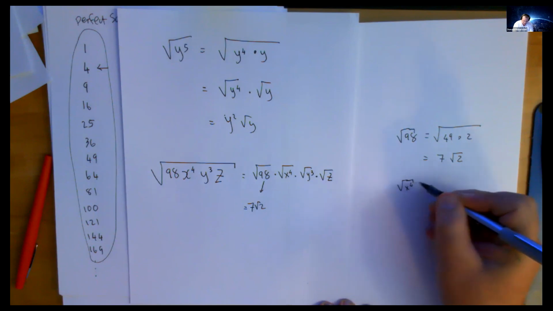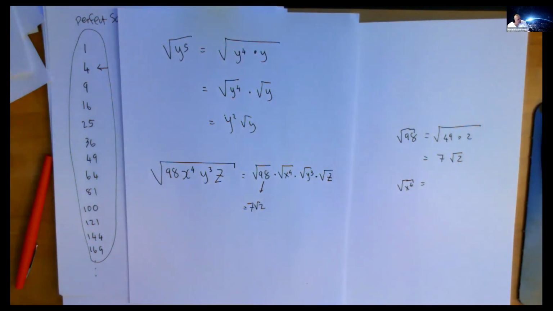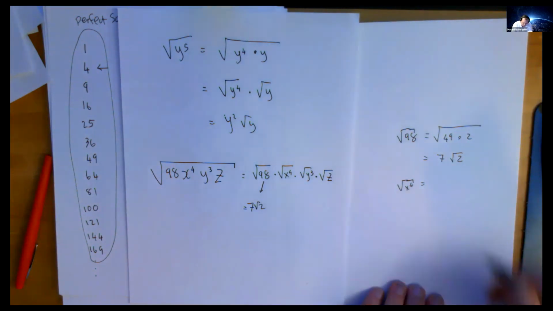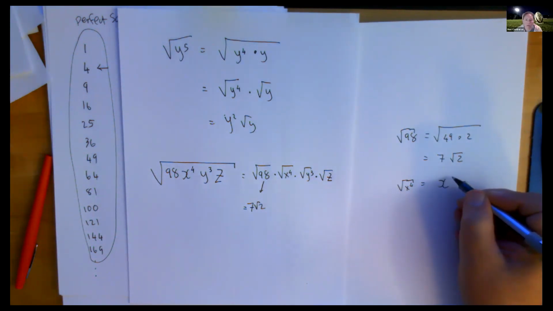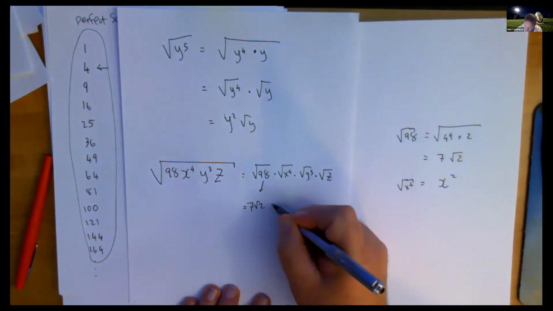This one's quite easy. Would you agree that the square root of x to the 4 comes out without too much thinking? Agreed? What power of x do you get when you take the square root of x to the 4? X squared.